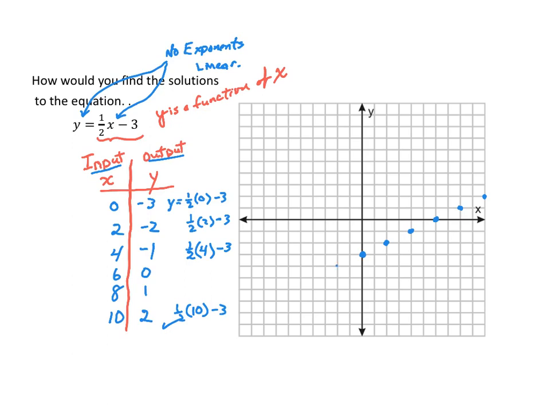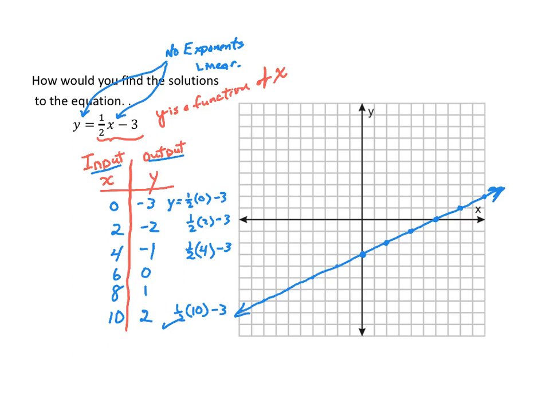Now the line goes forever in both directions, so I'm going to follow the pattern all the way to the end of my graph here to make sure my line is good. This program I'm using does not have a straight line tool, so I'm just freehanding this. Put arrows on the end because it goes on forever in both directions. And there we go. So that pattern that we found, keep that in mind.